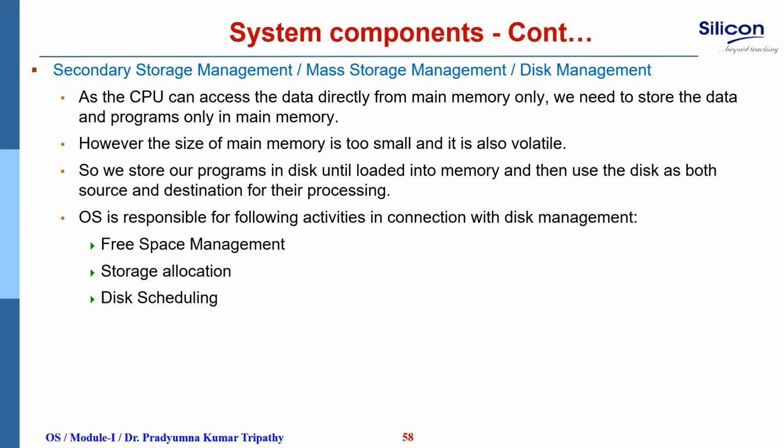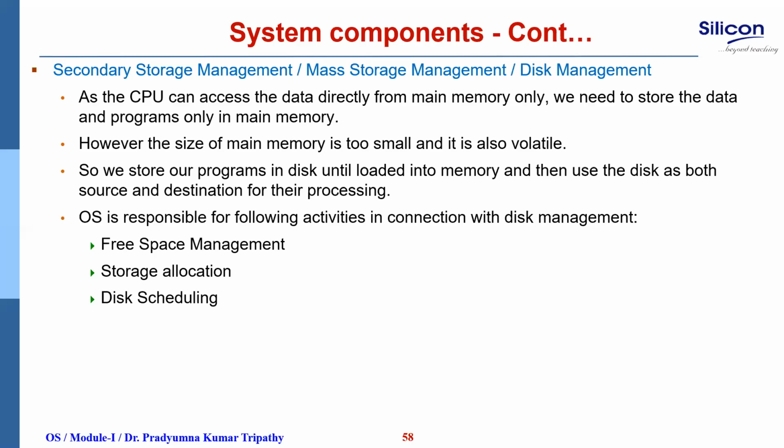So we store our programs in the disk until loaded into the memory, and then use the disk as both source and destination for their processing. Correct? So disk can be used for storing the data and retrieve the data. But for storing and for retrieving, we require memory. Correct? So one is memory management, but disk management is also required, how the disk can be accessed.